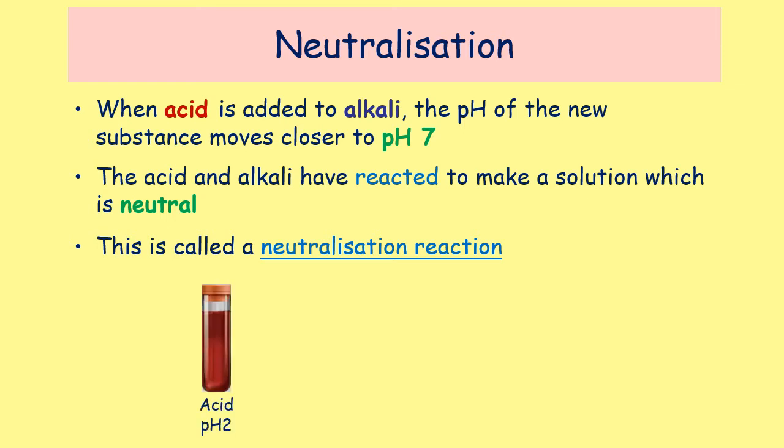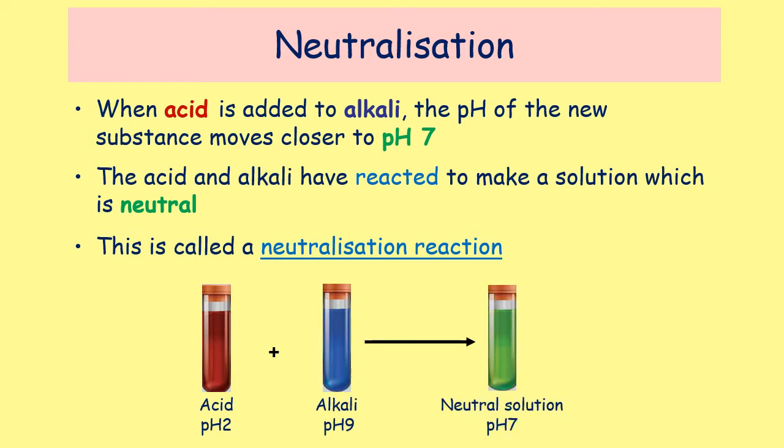So here we have an acid that's pH 2 plus an alkali that's pH 9. When you mix them together in the right ratio, you can end up with a neutral solution, pH 7, and you would see this reaction happening if you had universal indicator in it. When it turned green, you would know that you had achieved neutralization, that the solution had turned neutral.